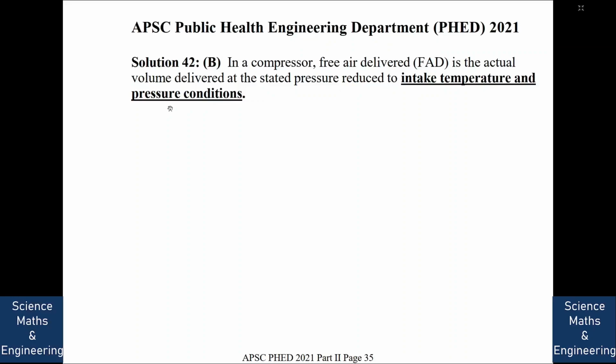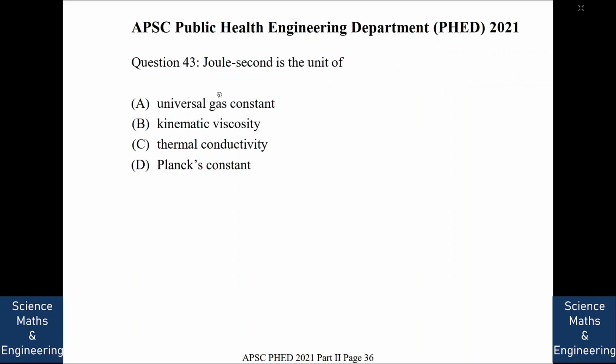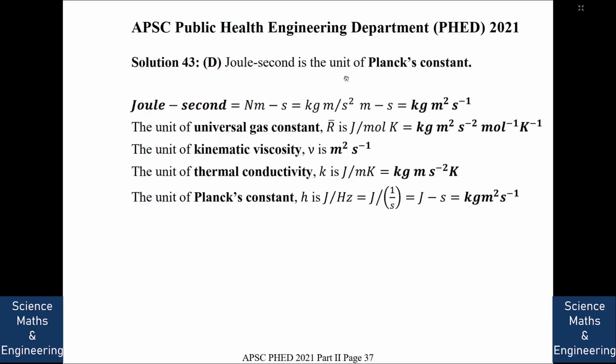Okay, so we'll go to the next question. Joule second is the unit of. So the answer is Joule second is the unit of Planck's constant. For this, I have given the unit of all these: universal gas constant, kinematic viscosity, all the options, and then I have also shown how we can derive that from dimension analysis. We can check that Joule second is the Planck's constant unit.